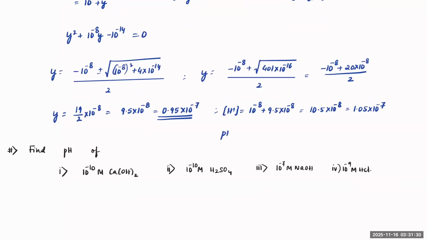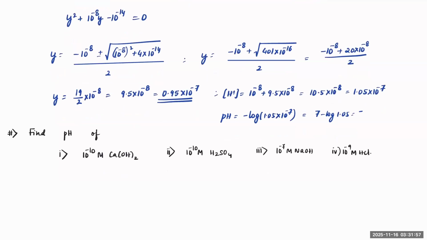Okay, so how much will be the pH value? pH value will be equal to minus log of 1.05 into 10 raised to power of minus 7. So which is equal to 7 minus log of 1.05. You know that log of 1.05 is very close to 0.02. So that is 7 minus 0.02, so that is 6.98 approximately. So what is that to be noted? That it is still less than 7, and that is what we expect, right? An acid always has to have pH value less than 7.